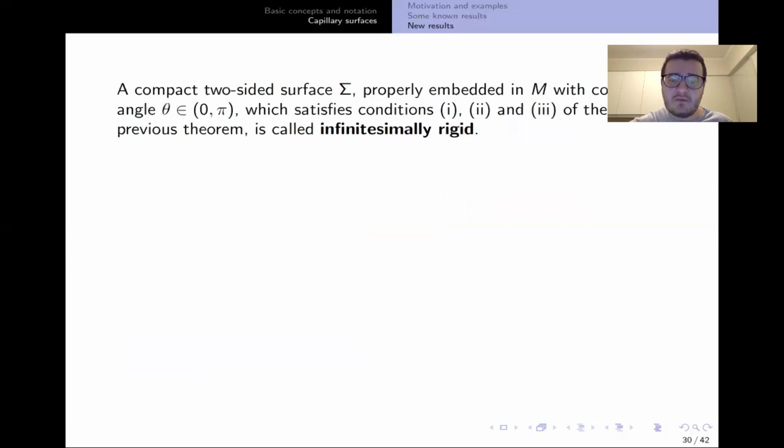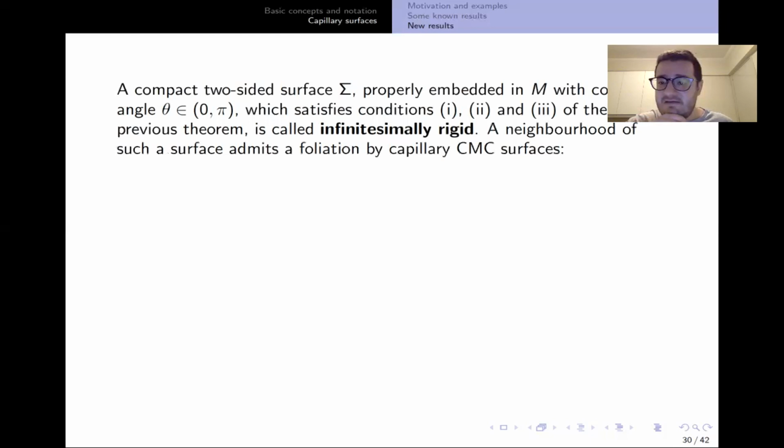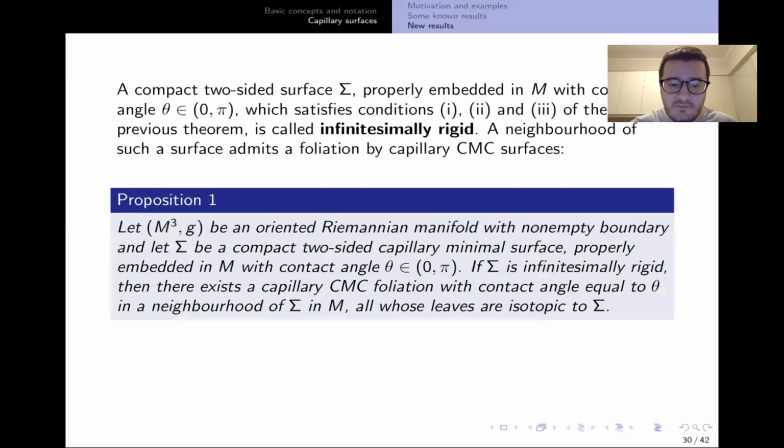Right, as I was telling you before, a compact two-sided surface, which is properly embedded in M with some contact angle and which satisfies the previous conditions 1, 2, and 3 of the theorem, we call infinitesimally rigid. And there's a beautiful fact that a neighborhood of these surfaces inside the ambient manifold can be foliated by CMC capillary surfaces. So we have this simple proposition here, which is what I just told you.